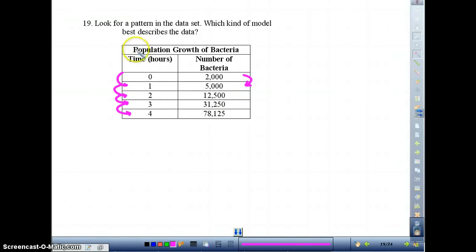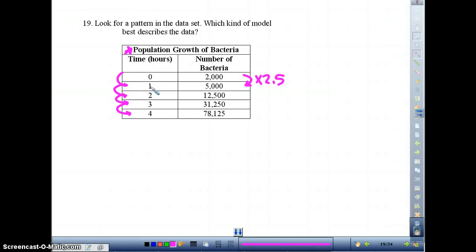And you know what? This right here, the title, kind of gives me a clue also. Population growth. I'm thinking it's probably exponential. So I'm going to take 5,000 and divide by 2,000. I multiplied by 2.5 here. I'm going to take 12,500 and divide by 5,000.